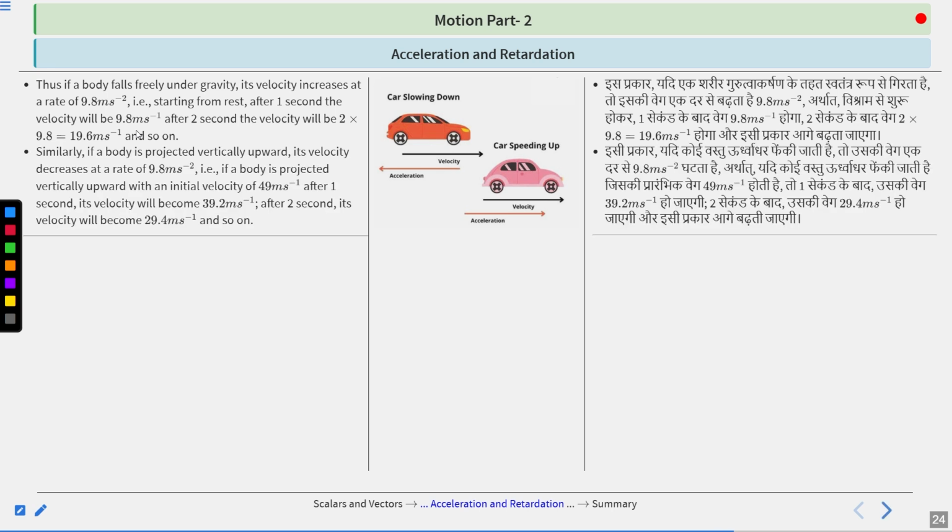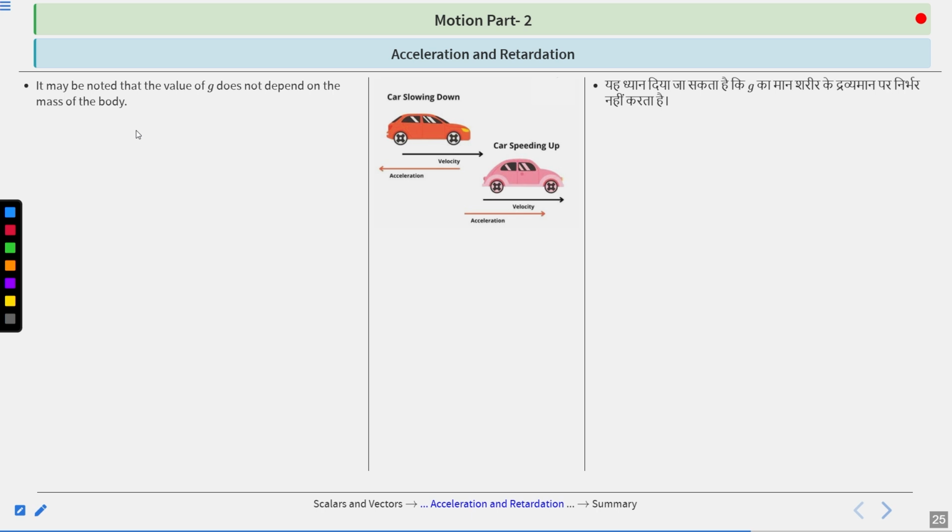Similarly, if a body is projected vertically upward, its velocity decreases at a rate of 9.8 meters per second square. Therefore, if a body is projected vertically upward with an initial velocity of 49 meters per second, after 1 second, its velocity will be 39.2 meters per second. After 2 seconds, its velocity will be 29.4 meters per second, and so on.